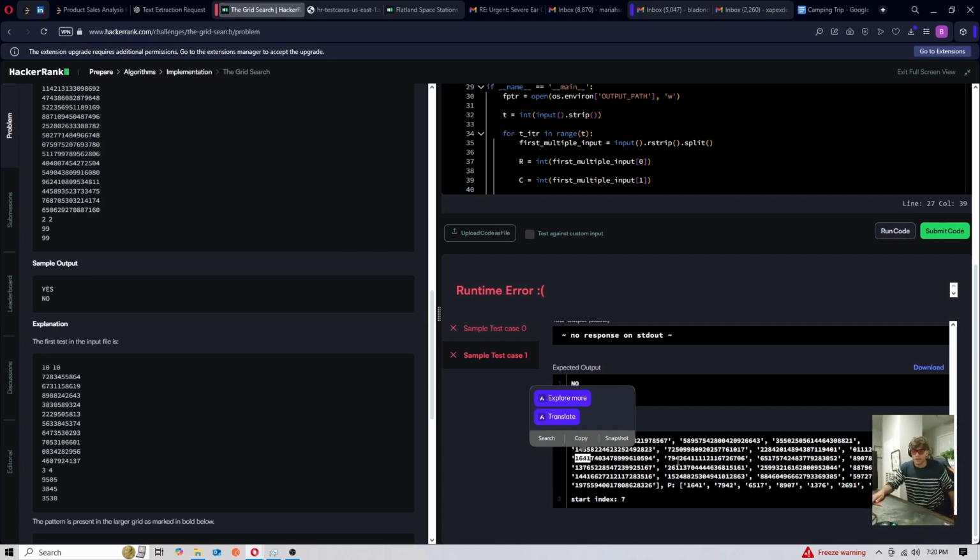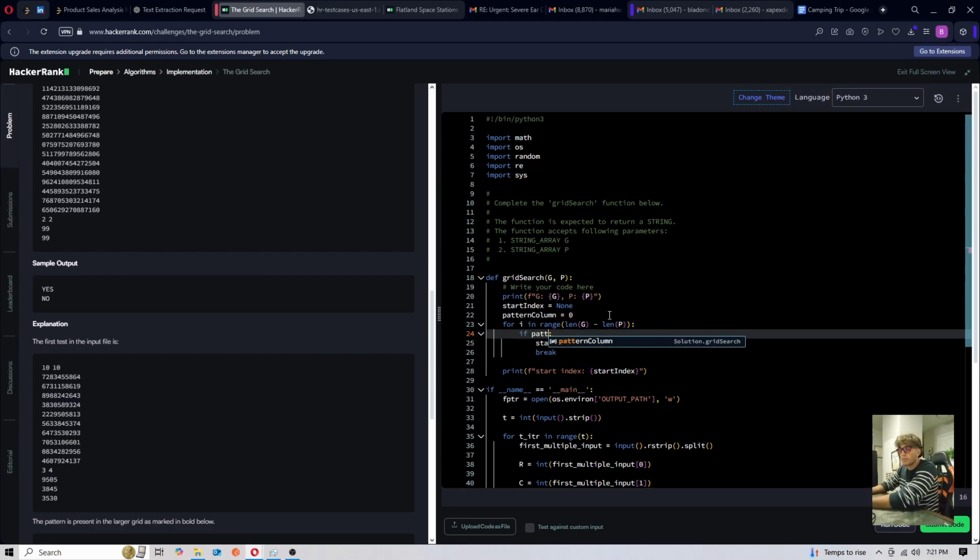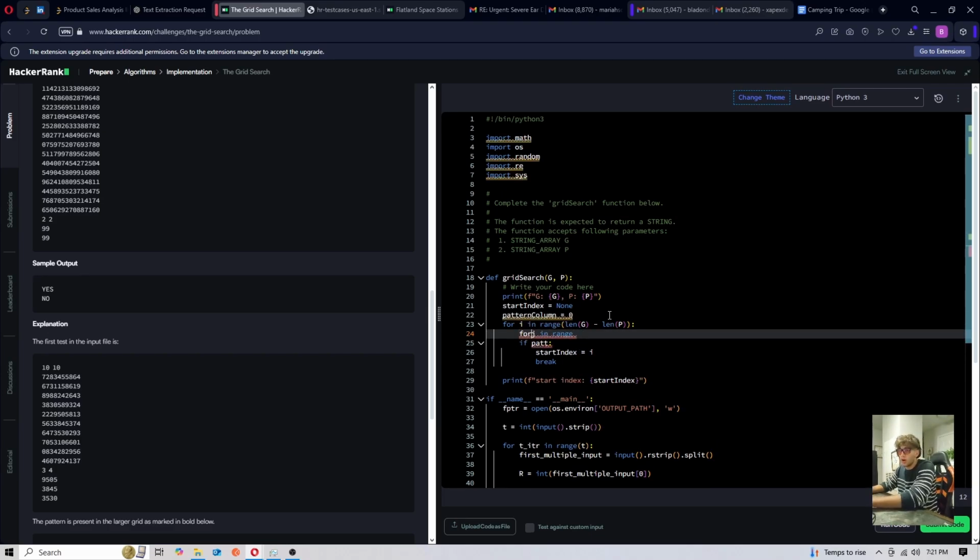Alright, so here's a fun thing about that, is we actually can't even use regex patterns here because we kind of need to know the column of where it starts. So, pattern column is equal to 0, and we're going to go ahead and get rid of this, and we're going to say that if... Actually, we're going to add another for loop, for j in range, len g of 0. Why is that wrong?